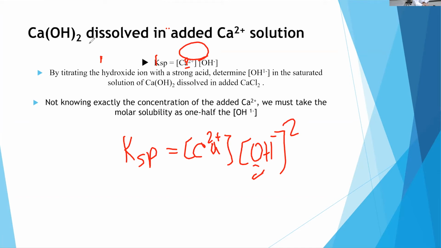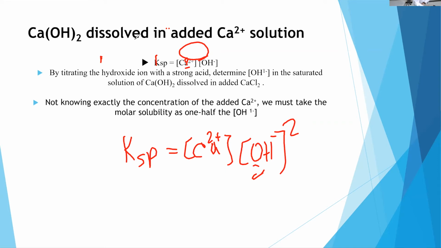On the second part of this experiment, the calcium hydroxide solution that we are using is not dissolved in pure water, it is dissolved in another calcium chloride solution, or calcium ion solution. So basically, the solution of calcium hydroxide is in, let's say, a 0.1 molar solution of calcium chloride, but that number is not given to you directly in this experiment. And we don't need that.